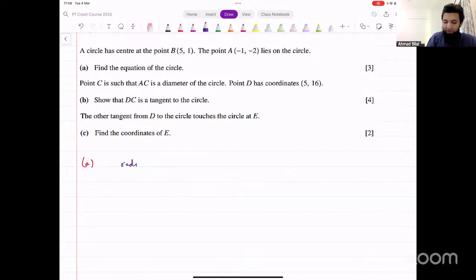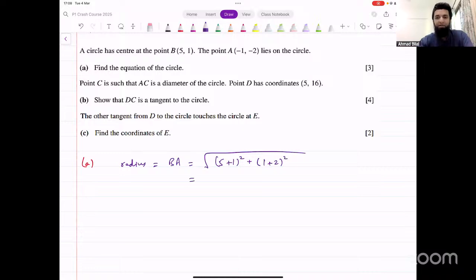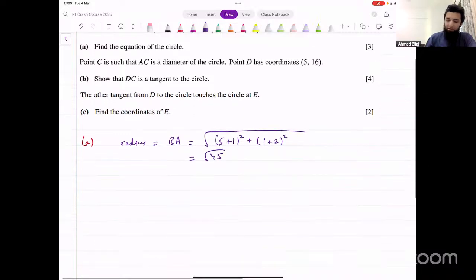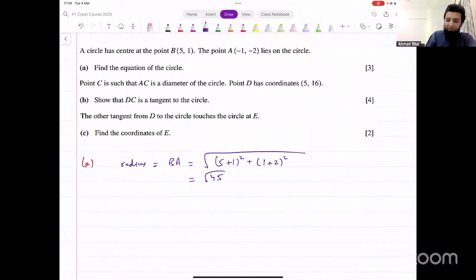So we can find radius like this. Radius equals BA. That is equal to square root of (x2 minus x1) whole squared plus (y2 minus y1) whole squared. 5 minus minus 1, that becomes 5 plus 1 whole squared, plus 1 minus minus 2, that becomes 1 plus 2 whole squared. That's 36 plus 9, and that gives us square root of 45, right? This is the radius, square root of 45. And we know that the center is 5, 1. This is the center, 5, 1.